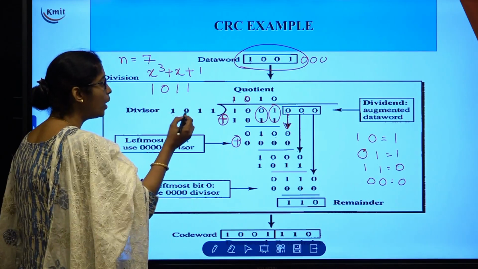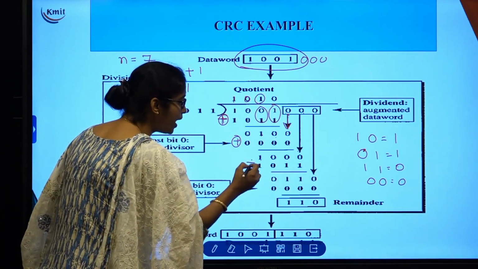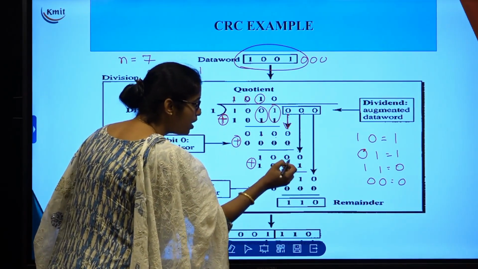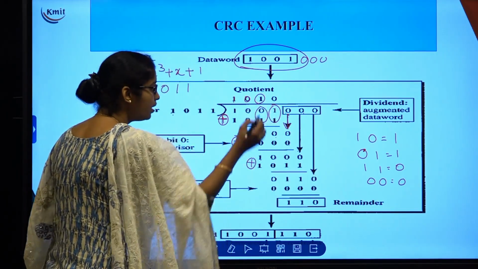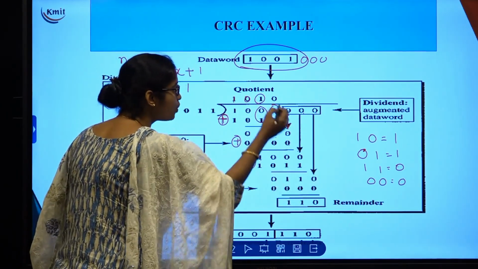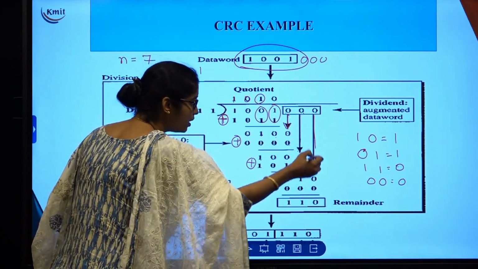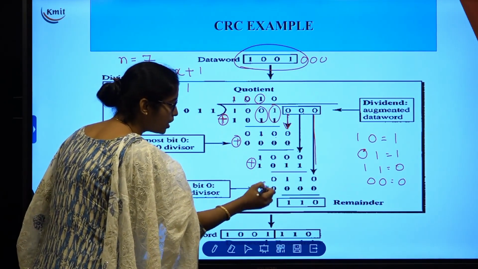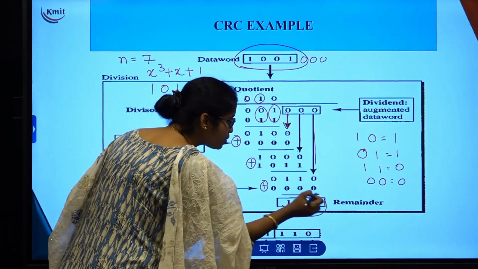So now again 1011 one time gives me 1011. Again I do the XOR operation. What do I get? 0 and 1 will be 1, 0 and 1 will be 1. I will take the next 0. Then again these bits will not be enough for me, so I will go for a 0 again. 1011 0 times. So I will take down this 0 here and again perform the XOR operation. You can see I will get 0, 1 and 1. So this is my final remainder.